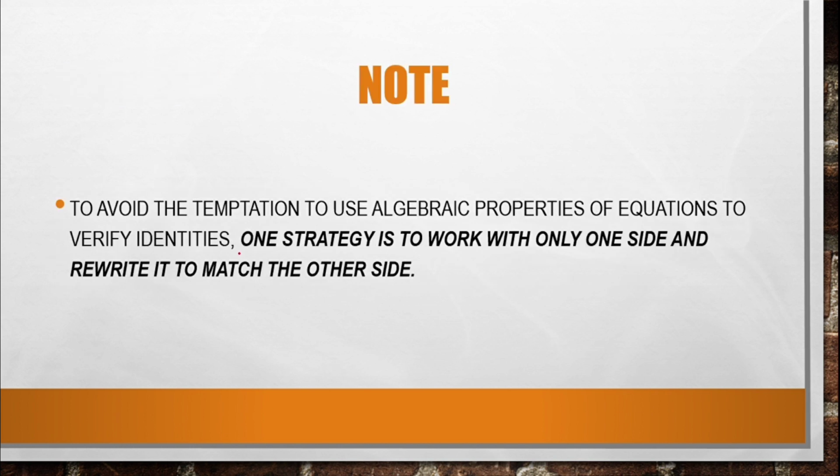So to avoid the temptation to use algebraic properties of equations to verify identities, one strategy is to work with only one side and rewrite it to match the other side. That's why we work with the more complicated side. Our target could be, if the more complicated side is the right, then the target is the left. And that's it.